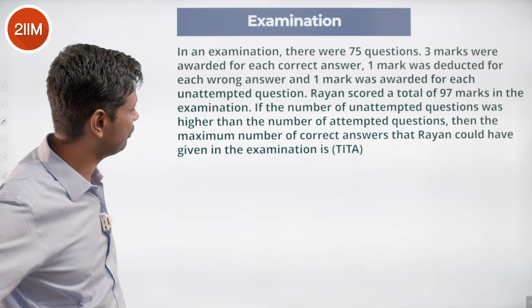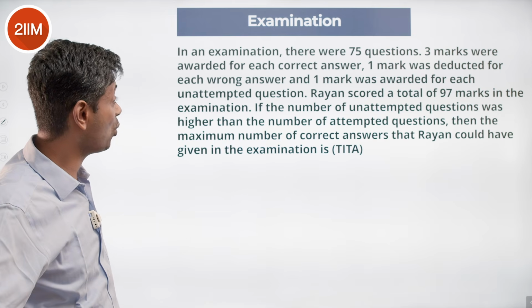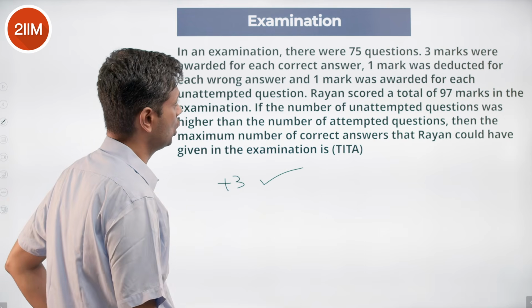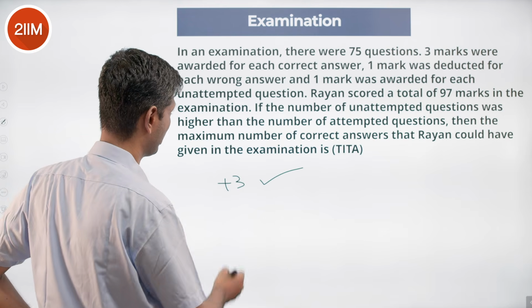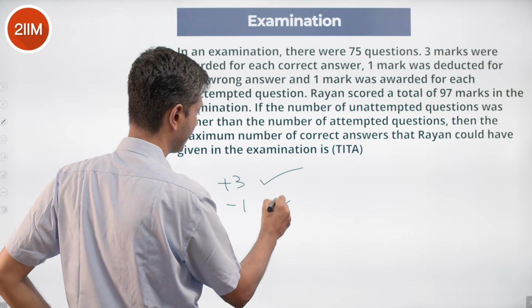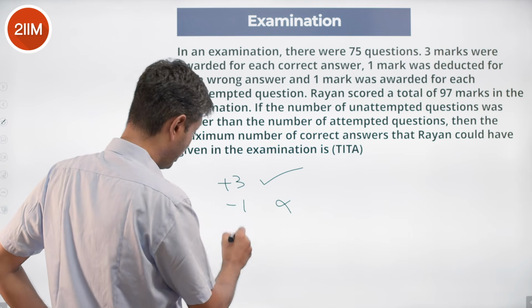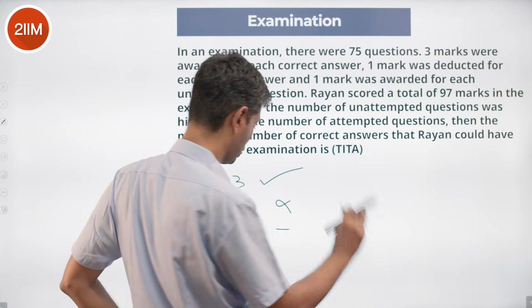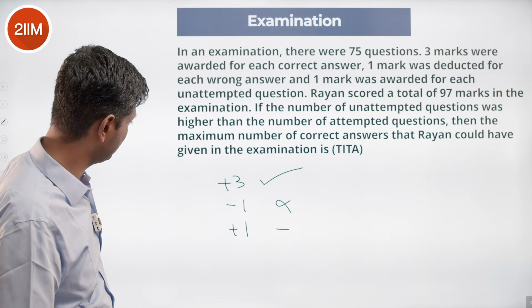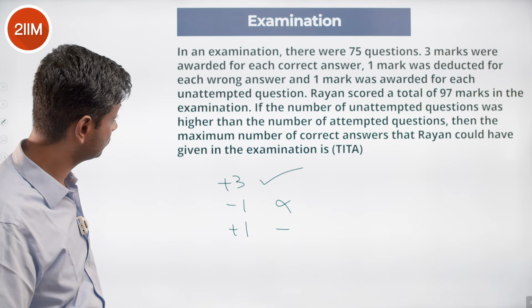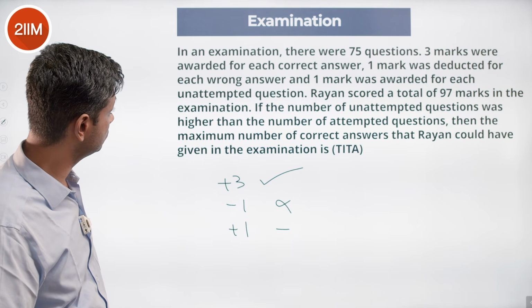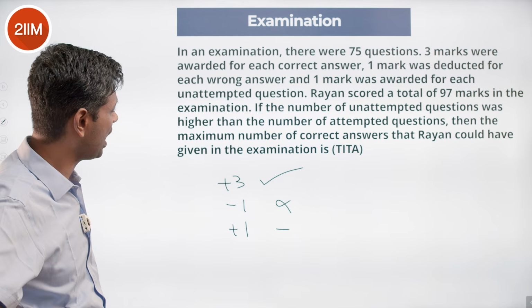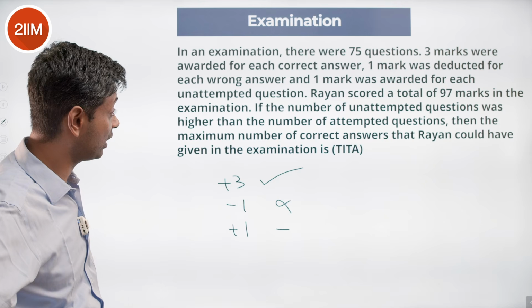In an examination, there were 75 questions. 3 marks were awarded for each correct answer, 1 mark was deducted for each wrong answer, and 1 mark was awarded for each unattempted question. Right? Plus 3, minus 1, plus 1. Ryan scored a total of 97 marks in the examination. The number of unattempted questions was greater than the number of attempted questions.